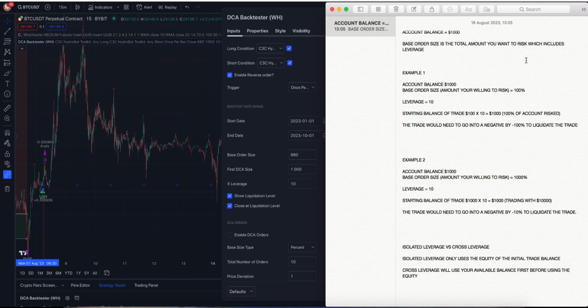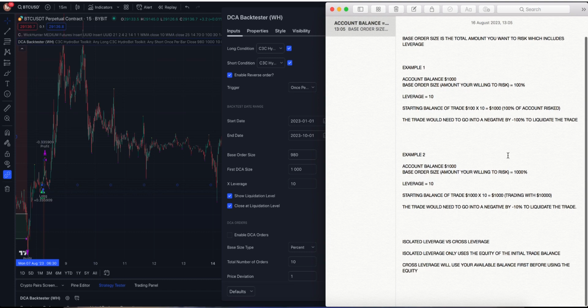Now, with reversals, because we have a stop loss and because we use reverse signals to pull us out of a trade that's negative, we like to increase our account balance. So if our account balance is $1,000, we want to start the trade with $1,000 and then add the leverage on top of that. So in this example, we're risking 100%. That starts with $100 times 10 equals $1,000. If we want to start with $1,000 times 10 leverage, that's why we'd put our base order size at 1,000%.